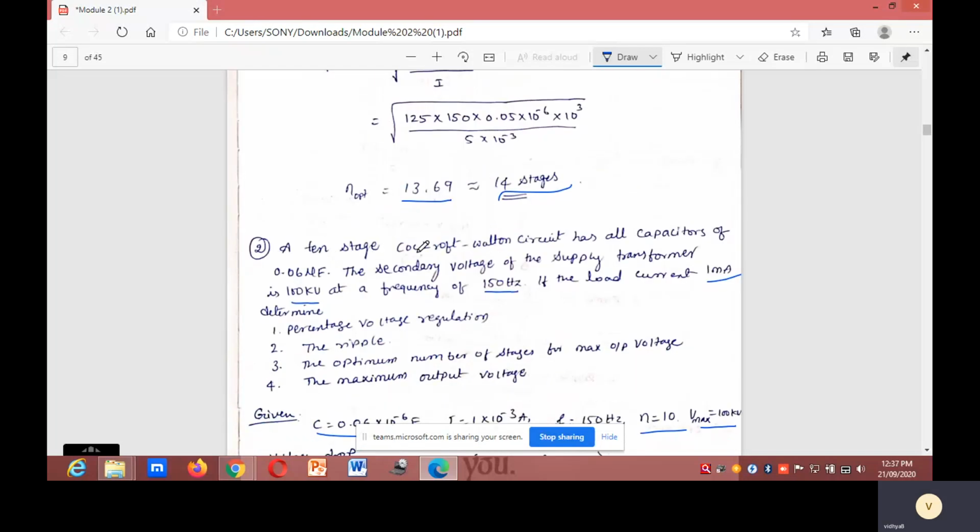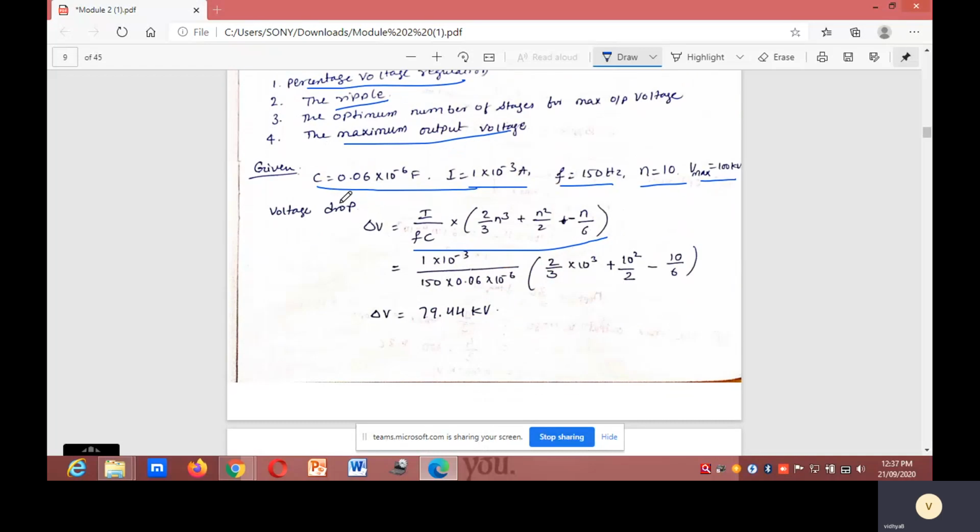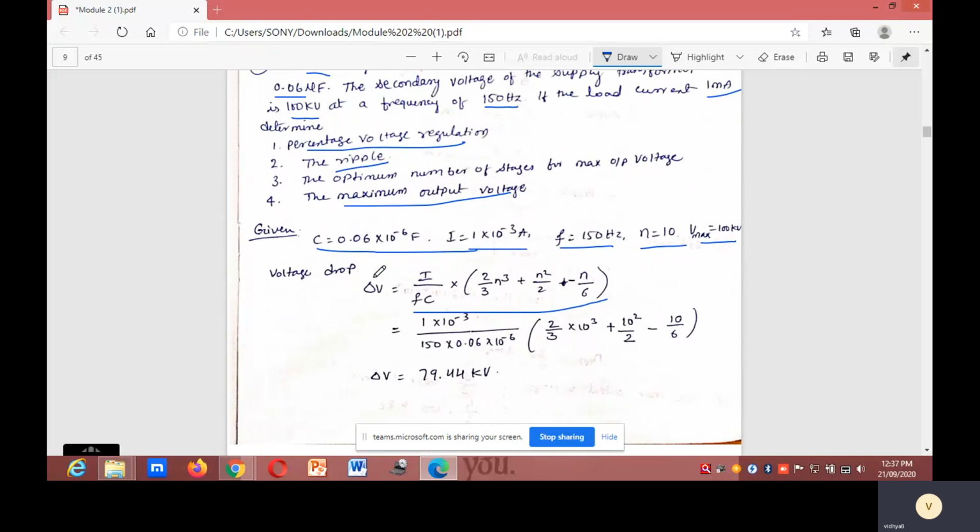Next problem is a 10-stage Cockcroft-Walton circuit has all capacitors of 0.06 microfarad. They have given that C value is this and N value is 10 and frequency value is 150 and current value is 1 milliamps. Then they have asked to find out the percentage voltage regulation and ripple, optimum number of stages for maximum output voltage and maximum output voltage. Before going to that, we need to find out voltage drop.